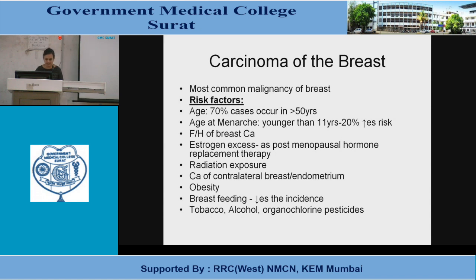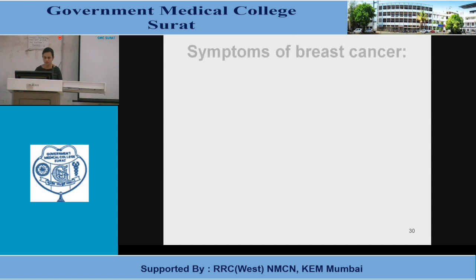Obesity is a risk factor. Breastfeeding reduces the incidence of breast carcinoma. So the multipara, who are in the feeding cycle for a large part of their life, will have less risk of having carcinoma breast. Tobacco, alcohol and organochlorine pesticides also give rise to increased risk of CA breast.